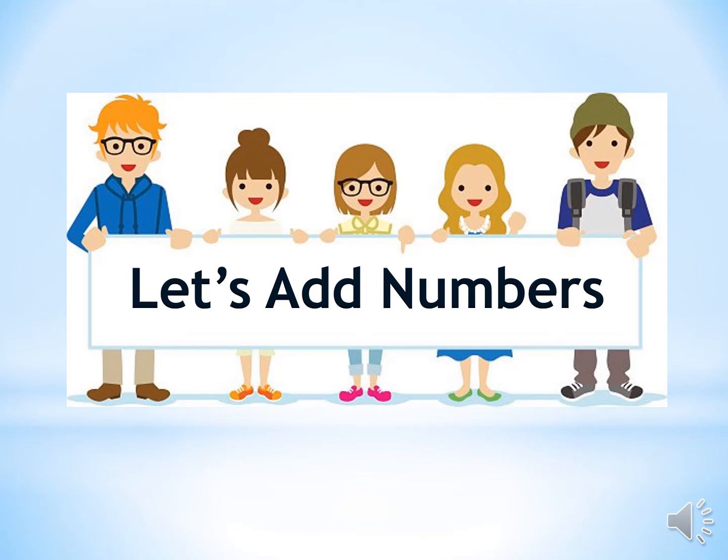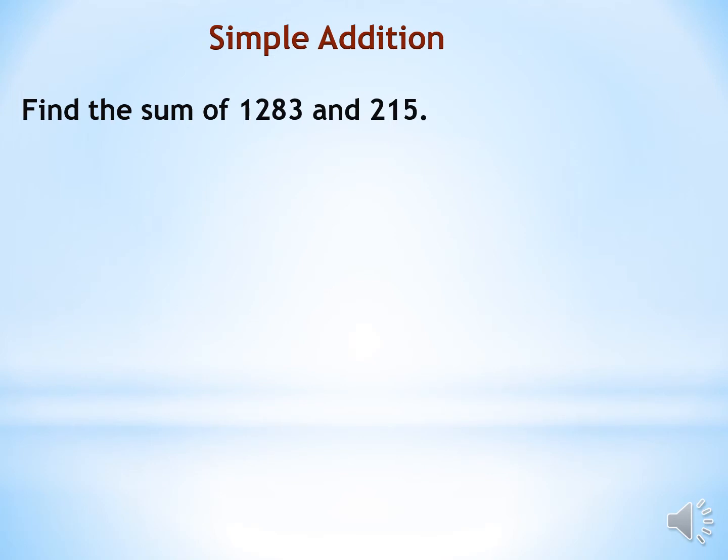Let's add numbers firstly. Let's see this simple addition firstly. Find the sum of 1283 and 215. So, before finding the sum of these two numbers, firstly we will see the place values of these numbers.